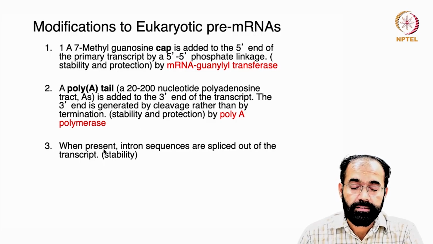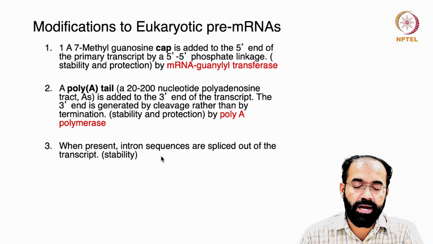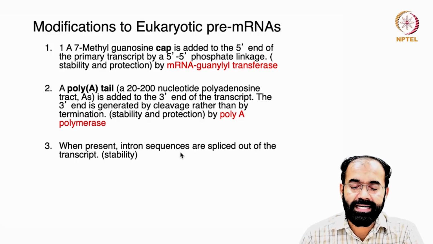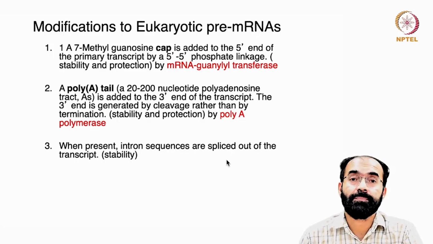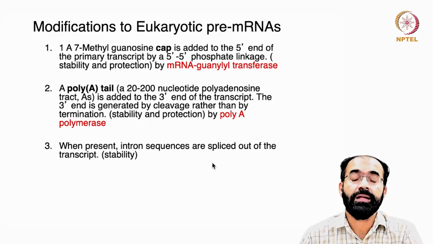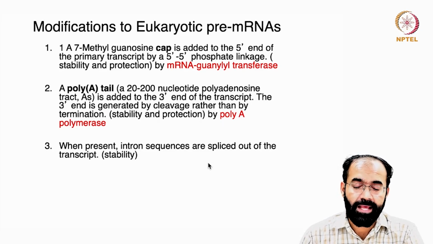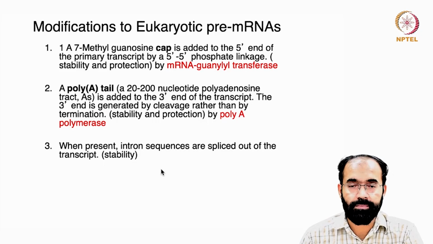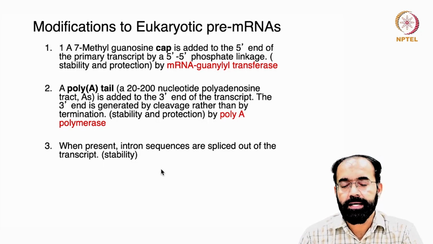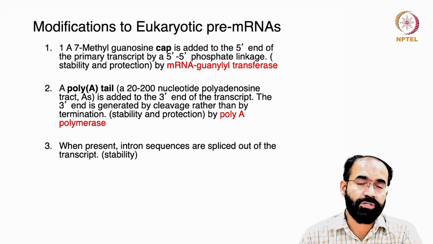Now the third important point we should understand: not all eukaryotic genes have introns. If present, the intron sequences are spliced out. In splicing, exon 1, exon 2, exon 3, exon 4 are all joined together and the introns are removed from the transcript, and this adds to the stability. All this process happens in the nucleus.